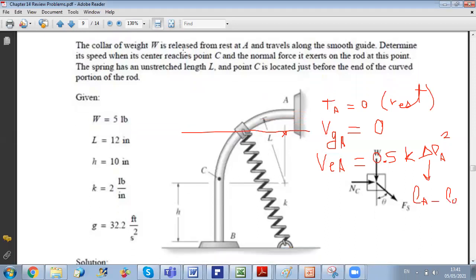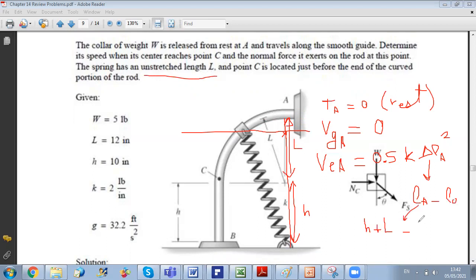If you go back to your figure, when we are at A, my spring will be in the vertical position, and the total length of my spring will be this distance, which is H plus L. So at A, I replace LA by H plus L, and L0 by the unstretched length of the spring, which is big L. L minus L will simplify, and then delta L at A is H. So V elastic at A will be simply 0.5 times K times H squared.